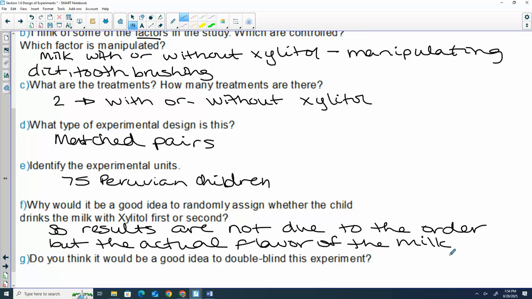All right, last question. Do you think it would be a good idea to double blind this experiment? So that maybe I'm standing in the back filling the cups of milk and I know which is which, but then I hand it to Anna, she doesn't know which is which, and then she hands them to the child. Would that be beneficial?